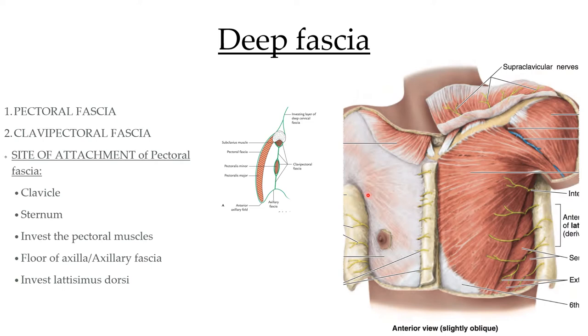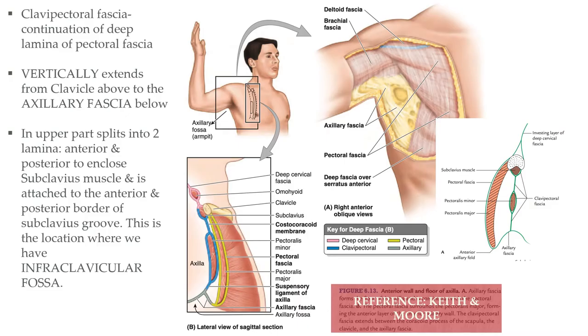Deep to pectoralis major, another layer of deep fascia exists, which is called clavipectoral fascia. Clavipectoral fascia is the continuation of the deep lamina of pectoral fascia. In order to better understand clavipectoral fascia, let us see the illustration on the screen. Here, this illustration shows that if we take a parasagittal section through the pectoral region, then the arrangement of the structures will be like this. The same illustration is represented schematically on the right side here. So let us concentrate on this schematic representation.